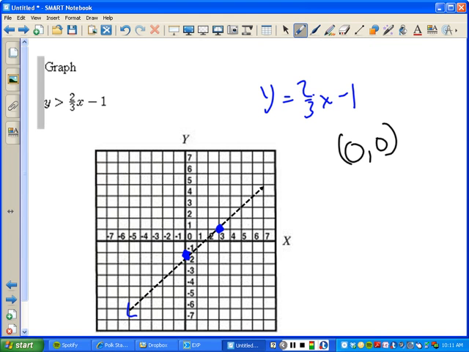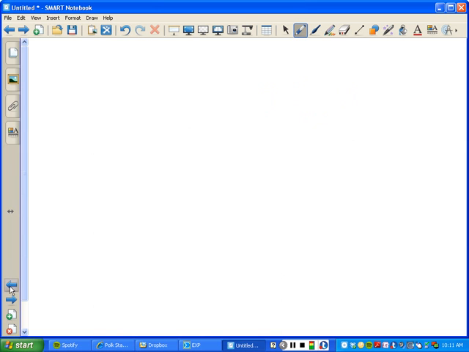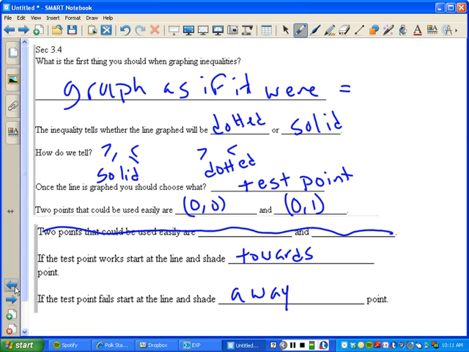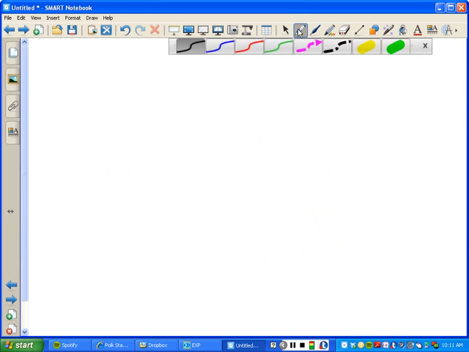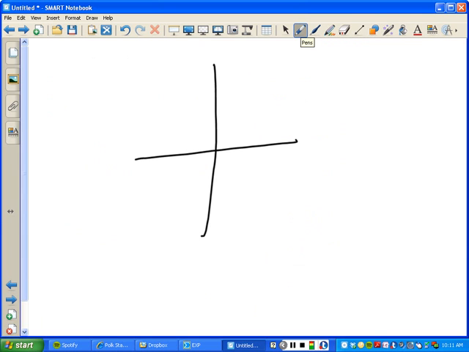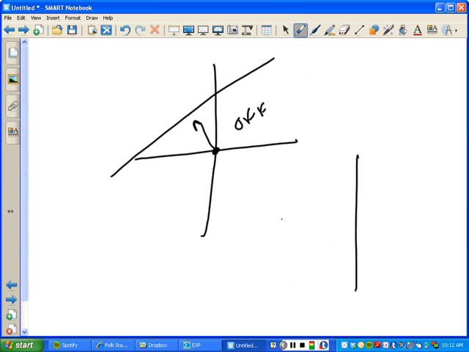The first part is, can we actually use 0, 0? Because remember back here I told you that the two points that you could use are 0, 0 and 0, 1. And so it may come up in your head, why do we have two of them? Why can't we just have one? Let me explain why you cannot always use 0, 0. In order for this whole process to work, 0, 0 has to be off of the graph. It cannot be on the graph.